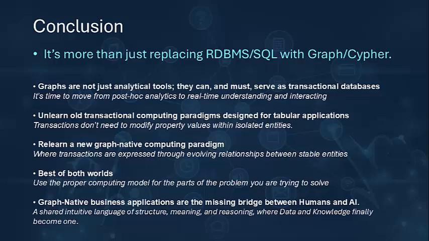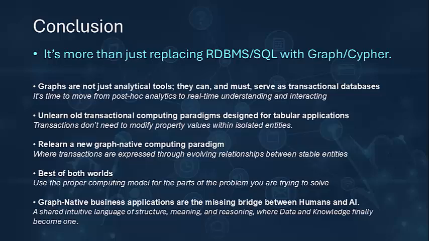This brings us to our conclusion. As you probably noticed, this isn't about replacing RDBMS and SQL with Graphs and Cypher. It's about changing the mindset. Graphs aren't just amazing analytical tools. They have tremendous potential to become the next generation of transactional systems where understanding and action happen in real time, not after the fact. To get there, we need to unlearn the old tabular mindset where transactions mean changing isolated records and relearn a graph-native one where meaning comes from evolving relationships between stable entities.